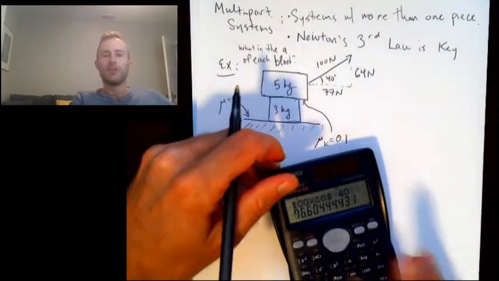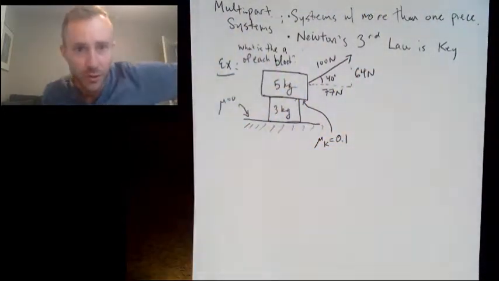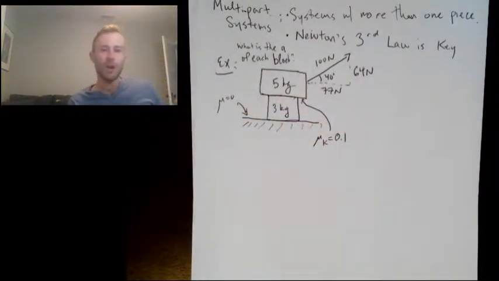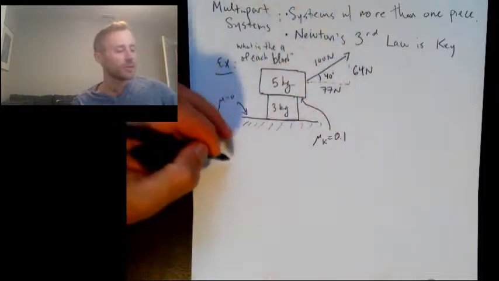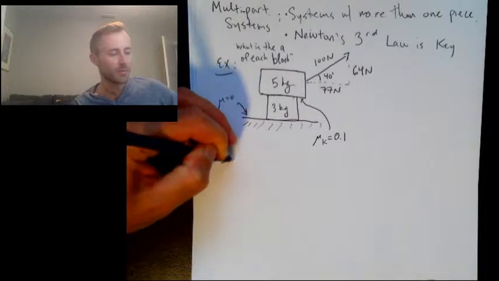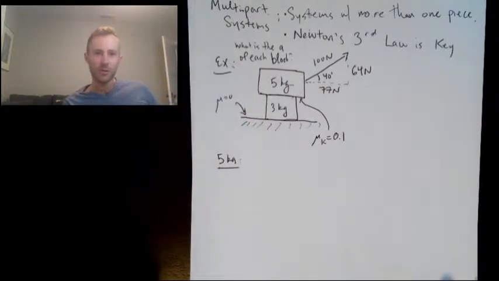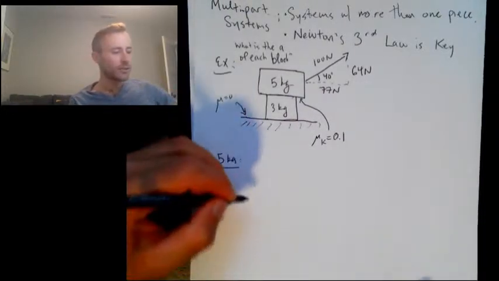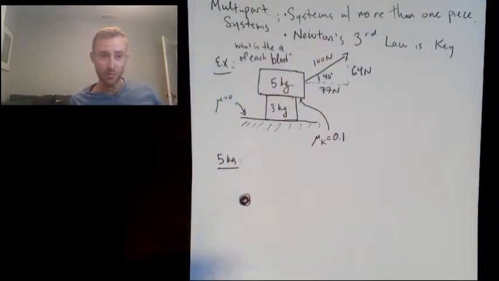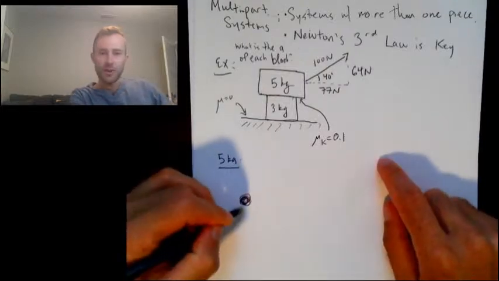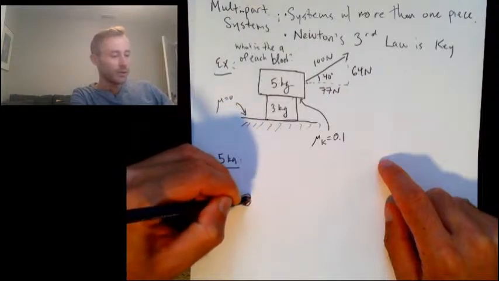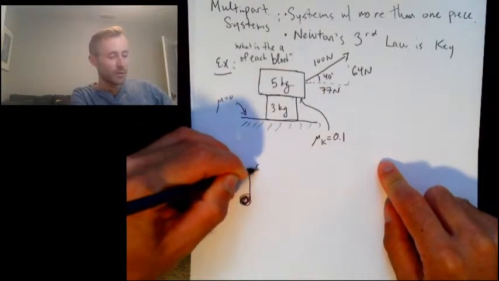Okay? So we are going to do a free body diagram of the forces on each block. Okay? So let's start off with the 5 kilogram block. The 5 kilogram block has a lot of forces acting on it. Okay? It's got the 100 Newton force. We're going to think of the 100 Newton force as a 64 Newton force going up.